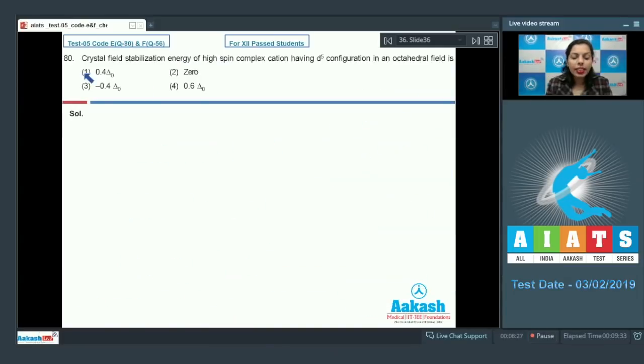After this, now question number 80. Crystal field stabilization energy of a high spin complex cation having d5 configuration in an octahedral field is. It means in this question you just need to find out the crystal field stabilization energy, delta naught, for a high spin complex with d5 configuration. As it is a high spin complex, its configuration would be t2g3 eg2. This would be the distribution of electrons in the t2g and eg levels.